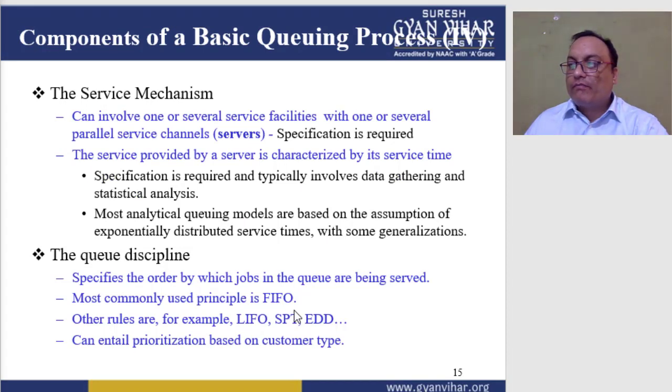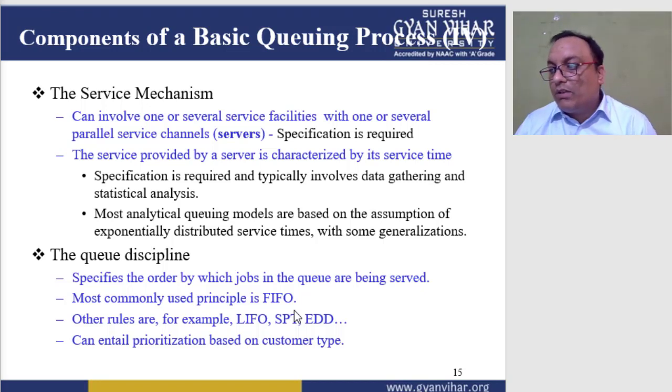So for the next case, these are the components of the basic queuing process. For this case, the service mechanism can provide one or several service facilities with one or several parallel service channels, servers. These specifications are required. The service provided by a server is characterized by the service time. The specification is required and typically involves data gathering and statistical analysis. Most analytical queuing systems or models are based on the assumption of exponentially distributed service times with some generalizations, and the queue disciplines are divided into different types.